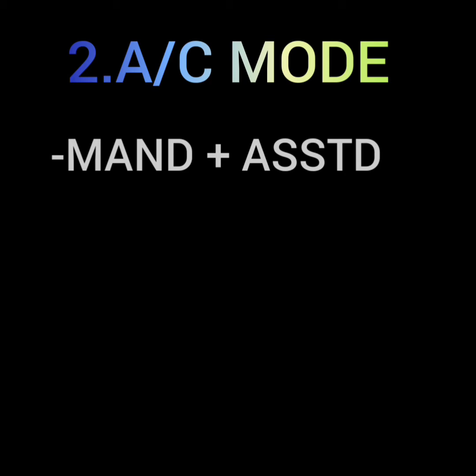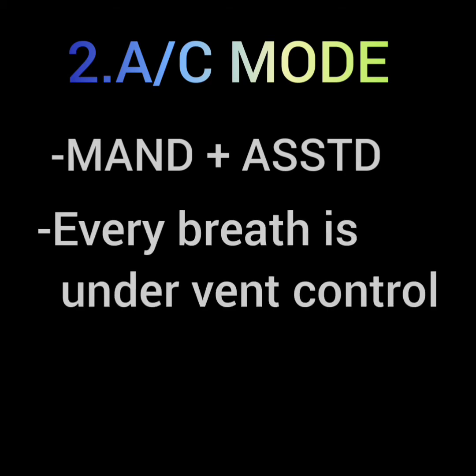In assisted breath, the patient will initiate the breath either by drop in pressure or drop in flow. Whereas in mandatory breath, the preset time interval, if you set the time interval, will initiate the breath. So whether it is patient triggered or time triggered, every breath is supported by the ventilator. There is no need for the patient to do the work of breathing.